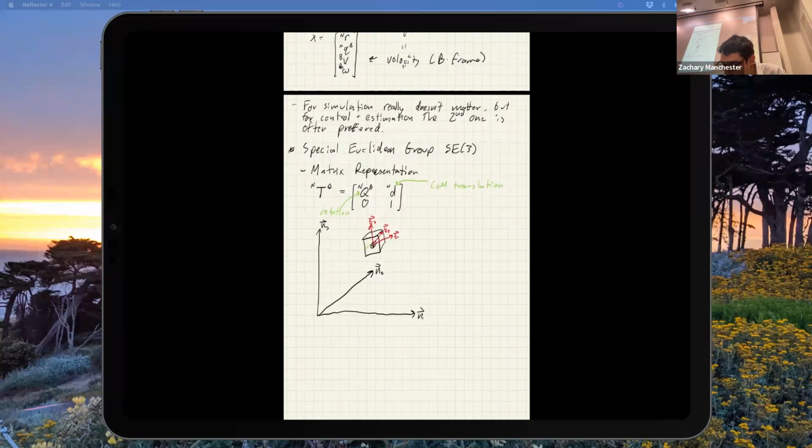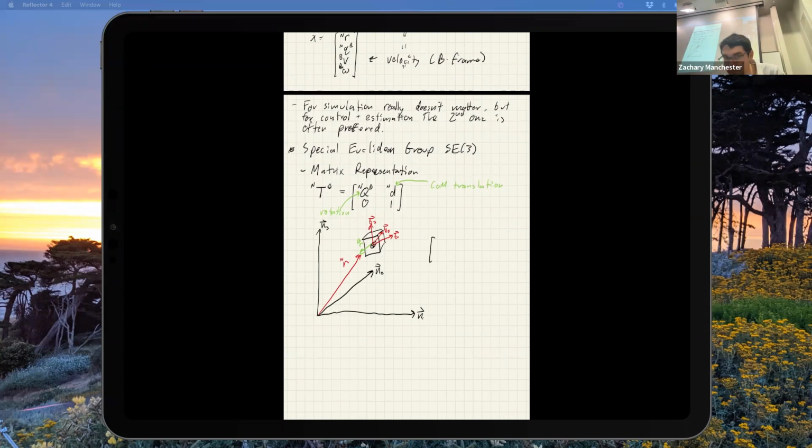So you've got this guy over here. We'll call this R_B. And then what we want to get from this is R_N, which is the same vector pointing to the same feature, but rooted in the world frame and written in the other coordinate frame. So this is what this transformation matrix does.